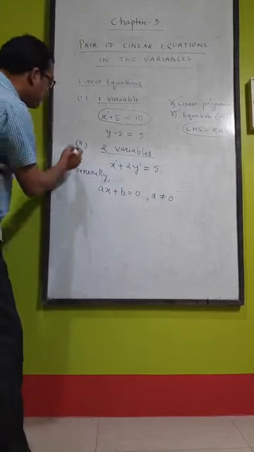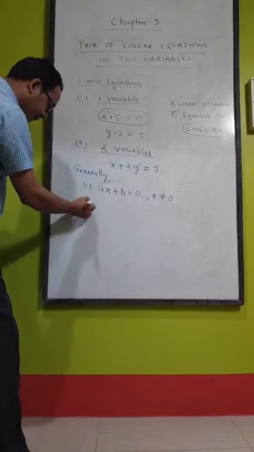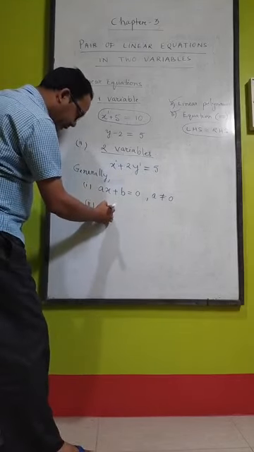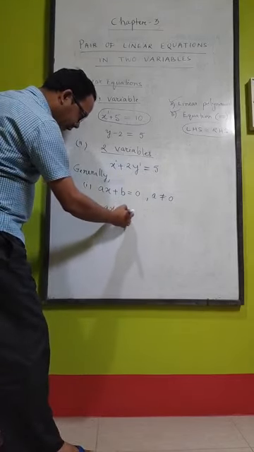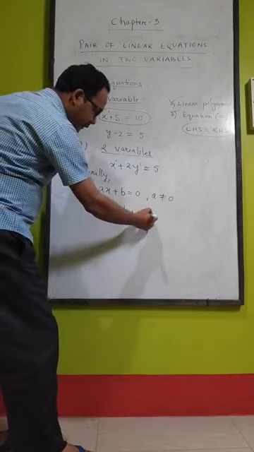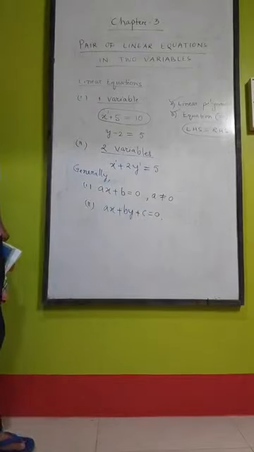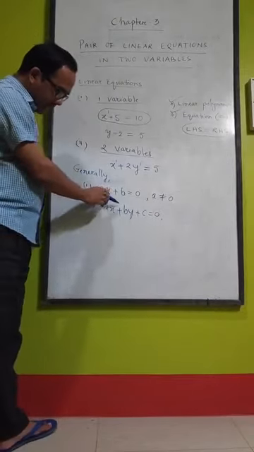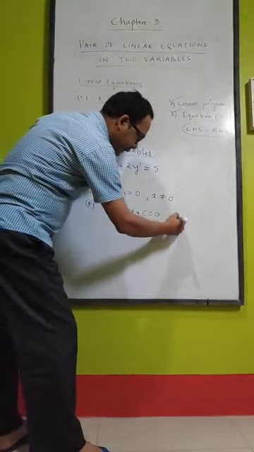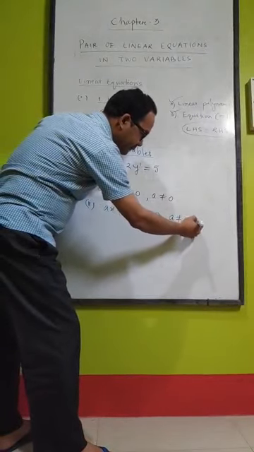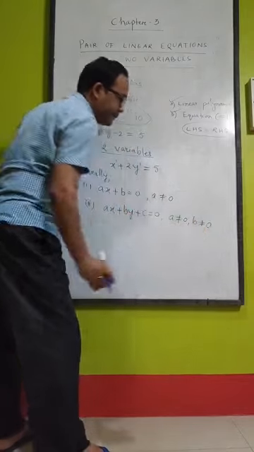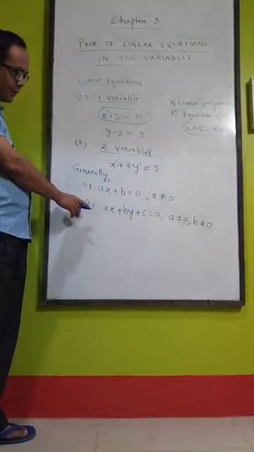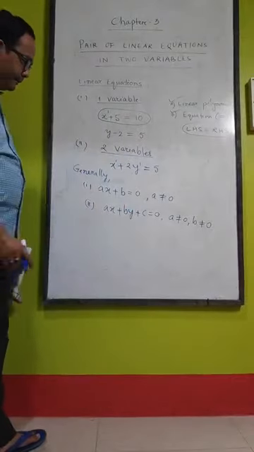Then, again, for two variables, what is the general form of linear equation in two variables? We can write ax plus by plus c equal to 0. Here again, a, b and c are real numbers, and A cannot be 0, B cannot be 0. Okay, so this is the general form of linear equation in two variables.